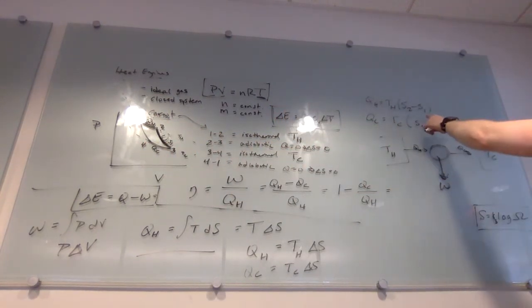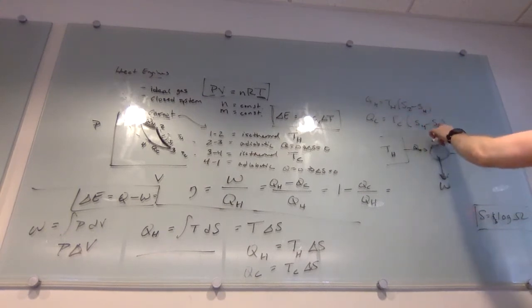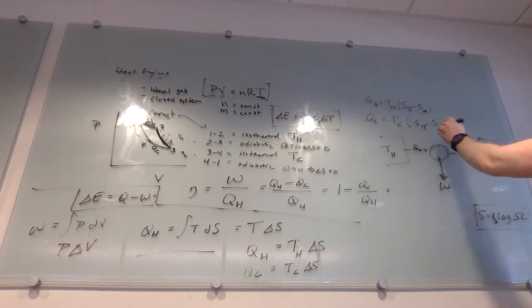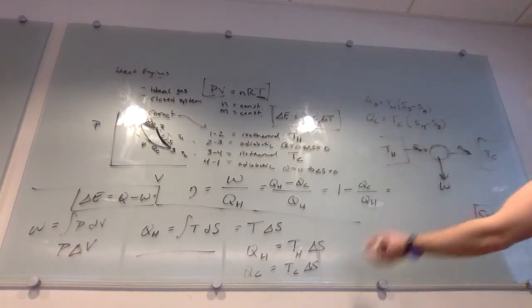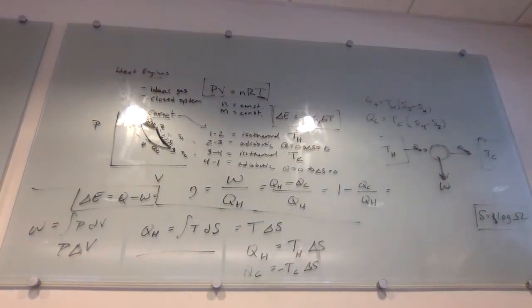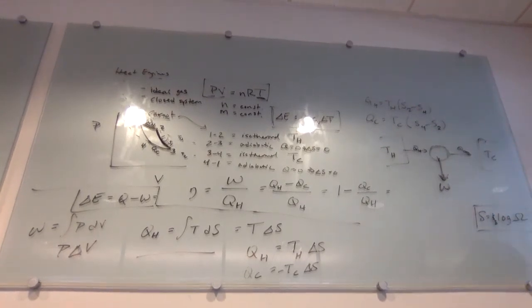So I could actually write this in terms of 1 and 4 being the same, and 2 and 3 being the same. So essentially, if I call this delta S, this is going to be minus delta S, sorry. Minus because the entropy goes back to the original one, right?